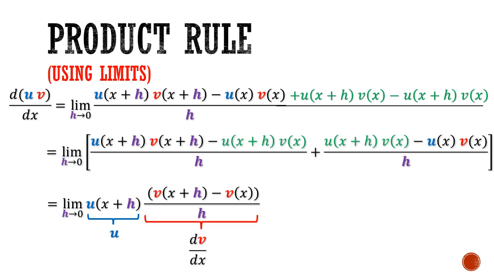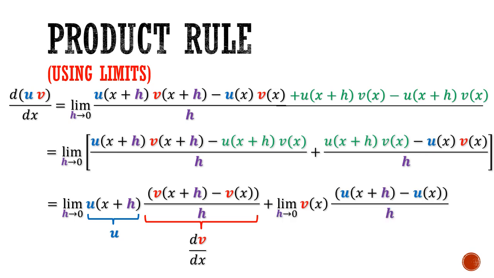In the second limit, what I have in common is v(x). So v(x) is common, that's just v. And what's left? I have a change in u over change in h. So that will be the du dx when I take limits. So you can see that from this derivation, I will get the product rule u dv dx plus v du dx.